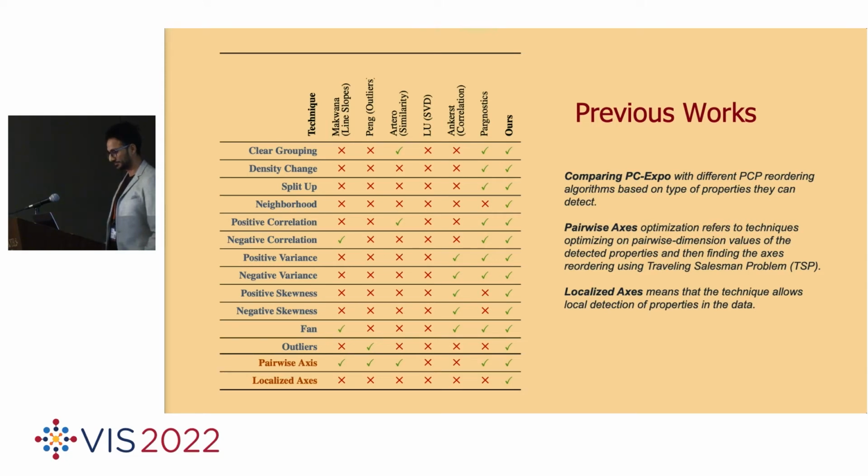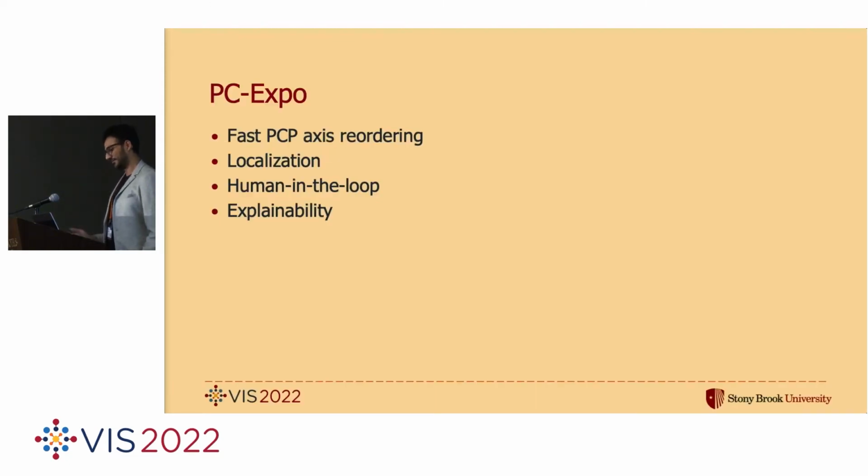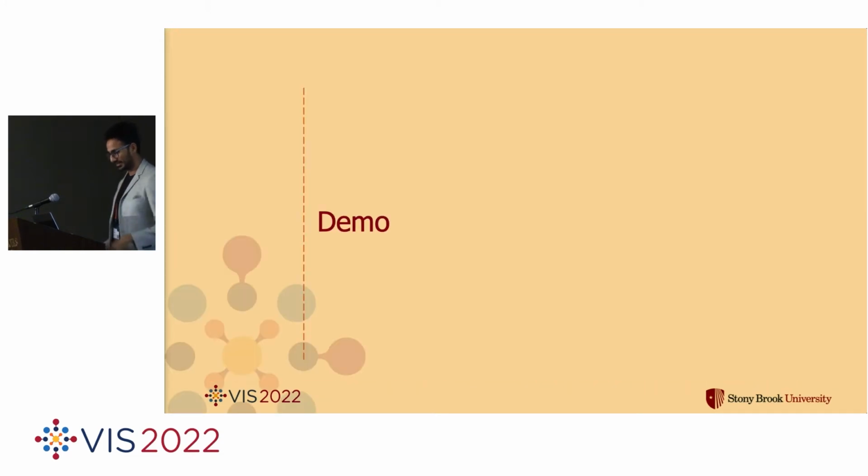So moving on from these limitations, we present PC Expo, which is a fast parallel coordinates axis reordering algorithm supporting localization and human in the loop. You can control the axis reordering process with full explainability. You'll have the reasoning why you're getting to a particular result in your visualization. Let's do a quick demo.